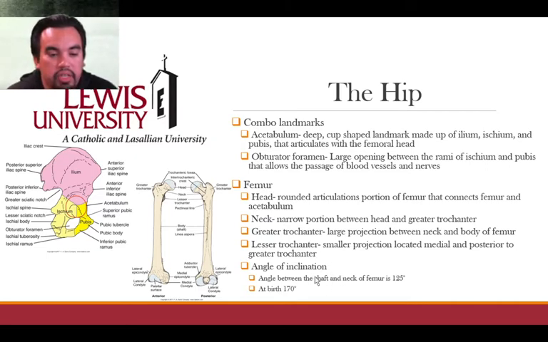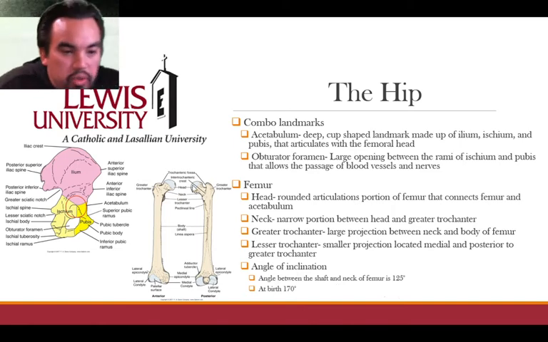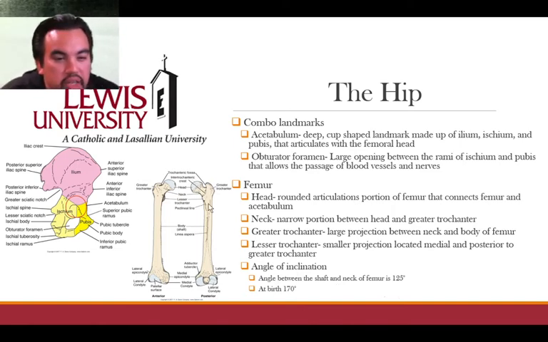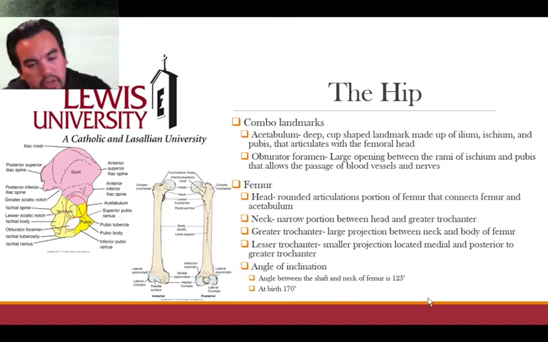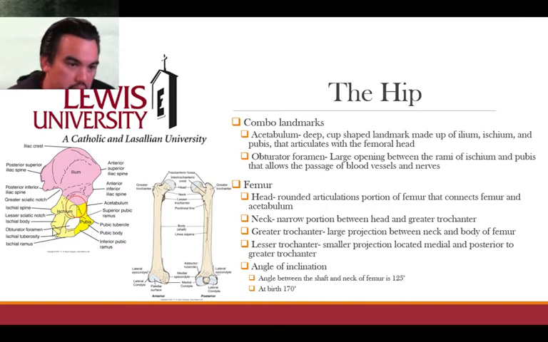And then we have the angle of inclination, and that's the angle between the shaft and the neck of the femur, and that's about 125 degrees. So you see here, 125 degrees. At birth, that is actually about 170, so it's almost even more straight up. But then as our body becomes weight bearing, when we start walking, this levels out, and you lose about 45 degrees of that as your bones start to adapt to carrying the weight of your body.